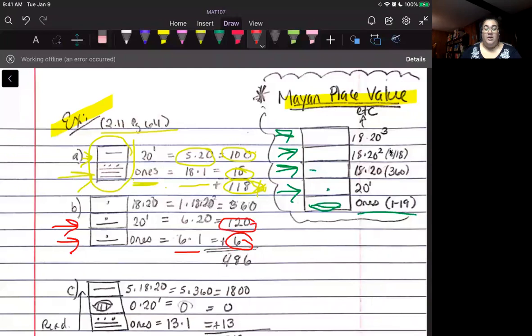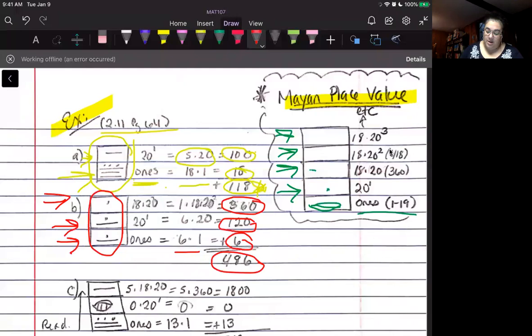In the third place, which is the 360s place, or the 18 times 20 to the first power, however you want to think about it, I find it's easier to think of it as 360. They gave me a 1 symbol, so that means that I'm doing 1 times 360, so the amount that's in my 360s place is 360. So this total number here is 360 plus 120 plus 6, or the representation for the quantity 486, okay?